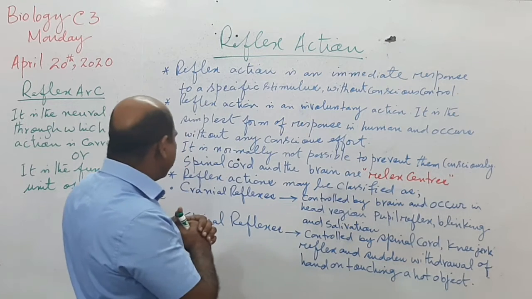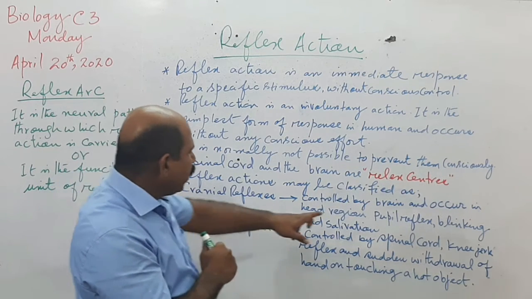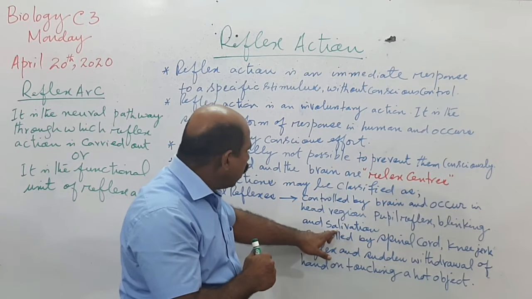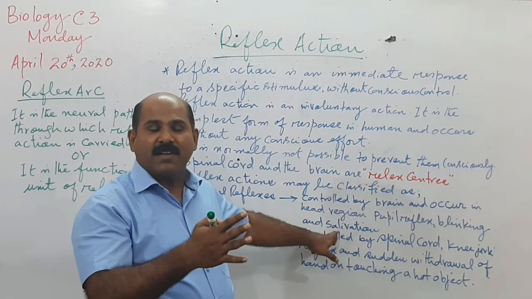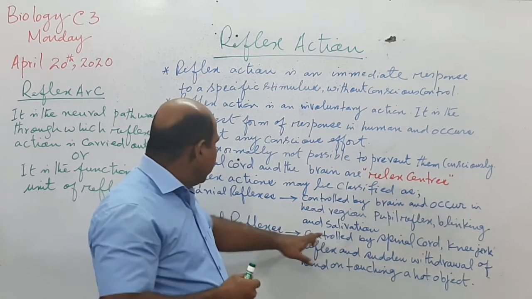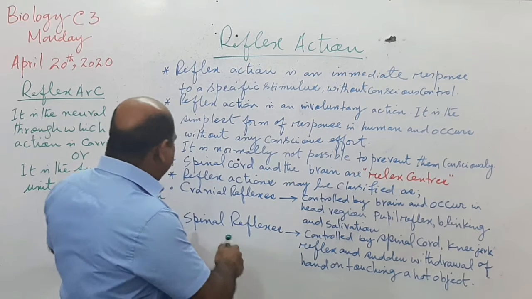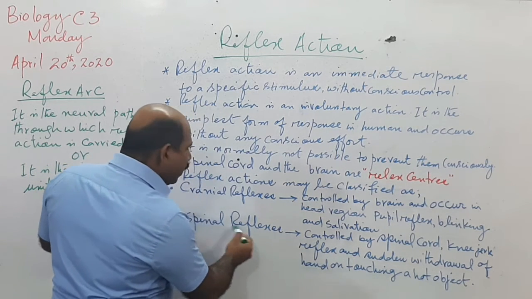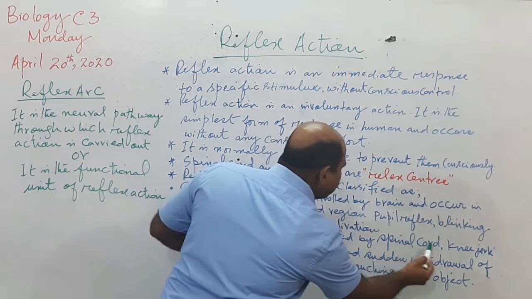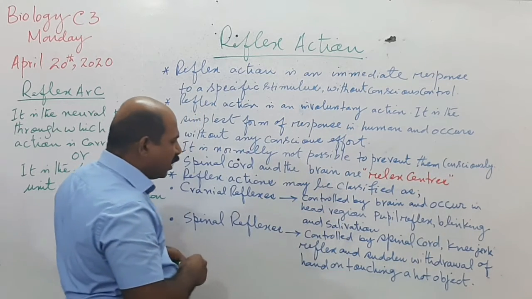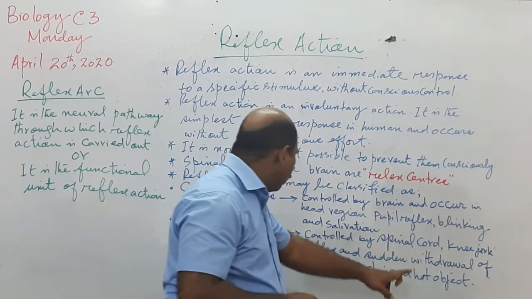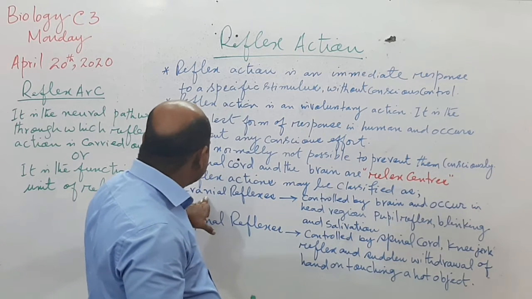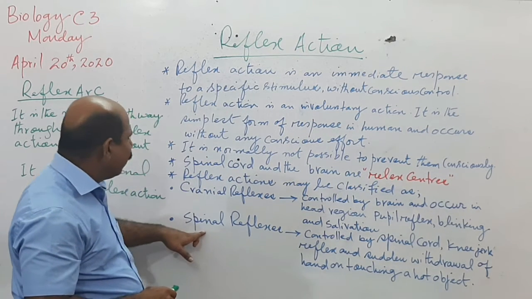It's not the conscious part of our brain that is controlling this. That one is known as the blinking pupil reflex, and salivation also, the production of saliva from your mouth. That is also a cranial reflex. As far as spinal reflexes are concerned, they are controlled by the spinal cord. I explained the knee jerk and the sudden withdrawal of the hand on touching a hard object. These are called spinal reflexes.